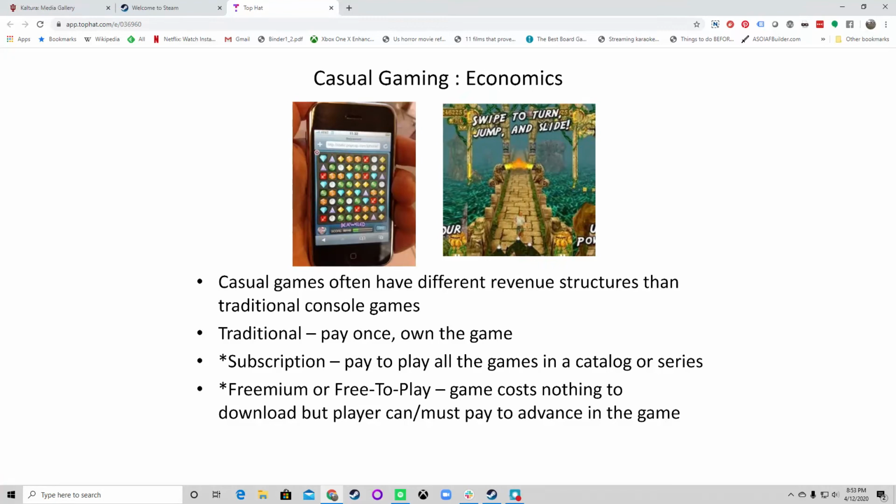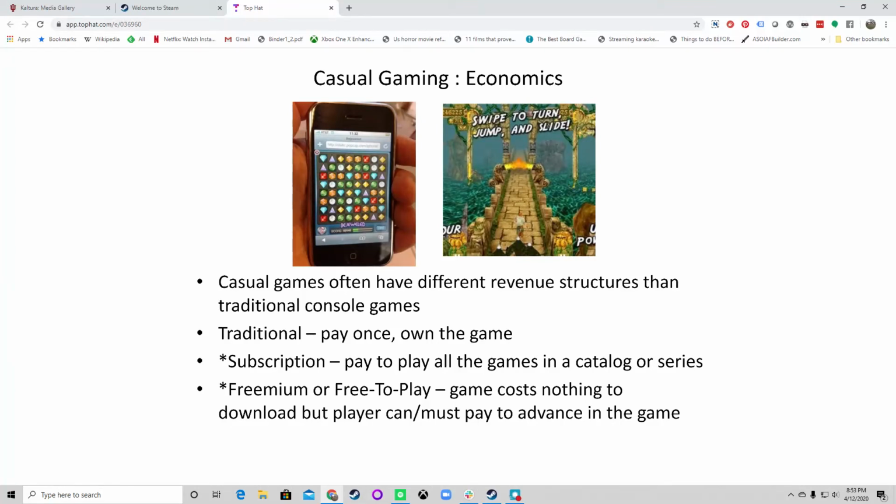These games have a little bit different revenue structure than traditional console games. There's the traditional pay once, own the game: give me $4, here's your copy of Angry Birds. Some of these companies have enough of a catalog of these casual style games that they offer subscription services, right? Give me $4 a month or $5 a month, and here's access to 20 games on your phone or tablet. So that's become more popular.